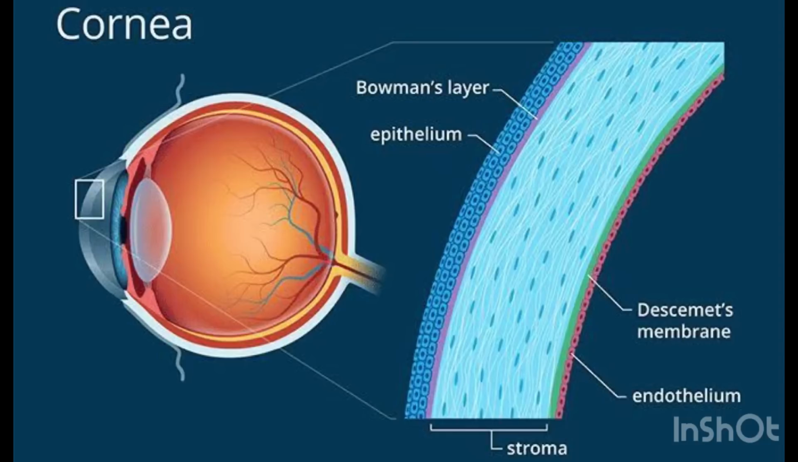Under its layers, the first is the epithelium. The outermost layer of the cornea consists of several layers of cells. It acts as a barrier against foreign particles and pathogens, providing protection.